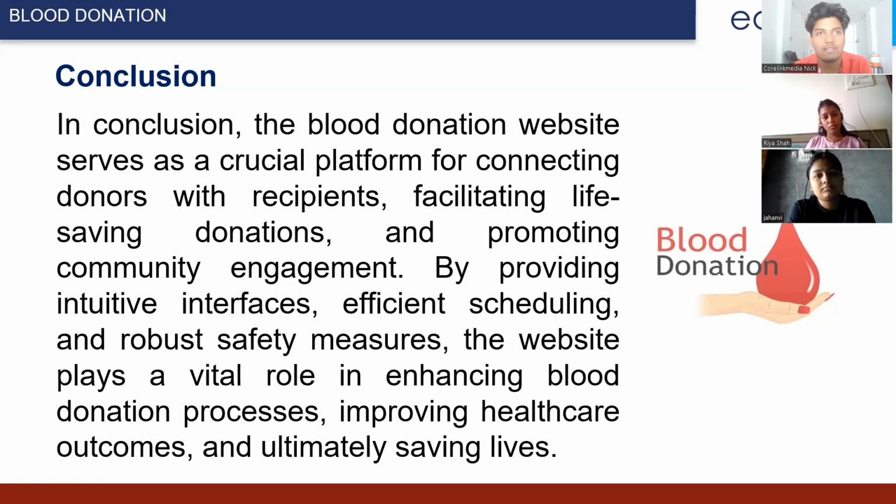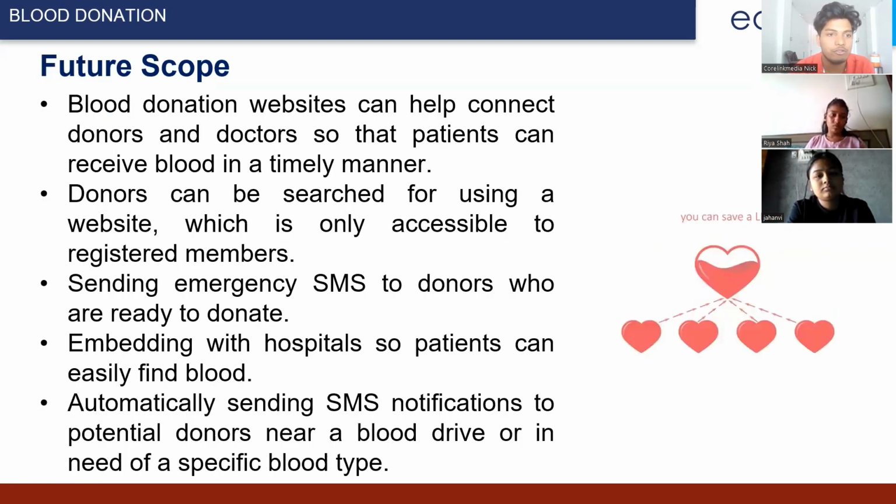Next. So this is the future scope. Blood donation websites can help connect donors and doctors so that patients can receive blood in a timely manner. As I mentioned before, saving lives of many people. Donors can search on this website, which is only accessible to registered members, sending emergency short messages to the donors who are ready to donate, embedded with hospitals so patients can easily find blood, and automatically sending SMS notifications to potential donors near a blood drive or in need of a specific blood type.